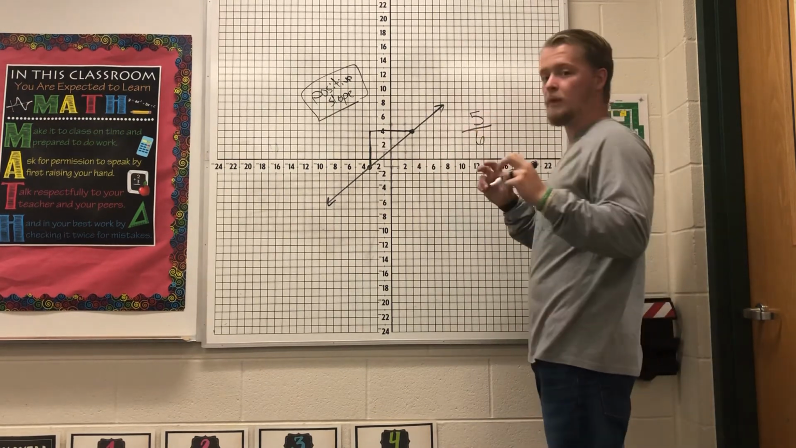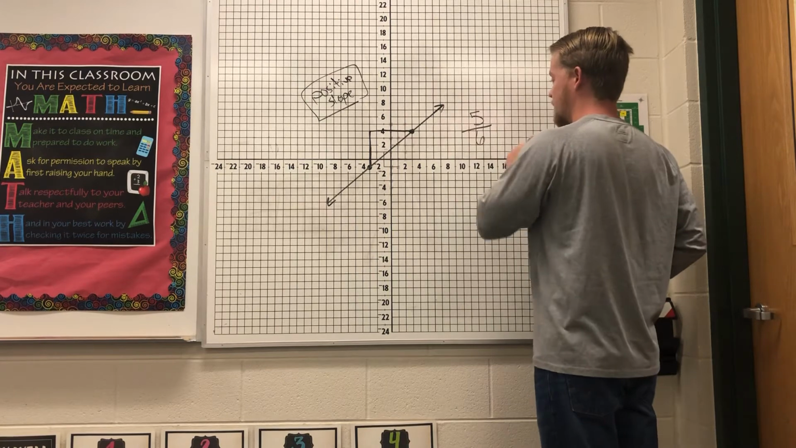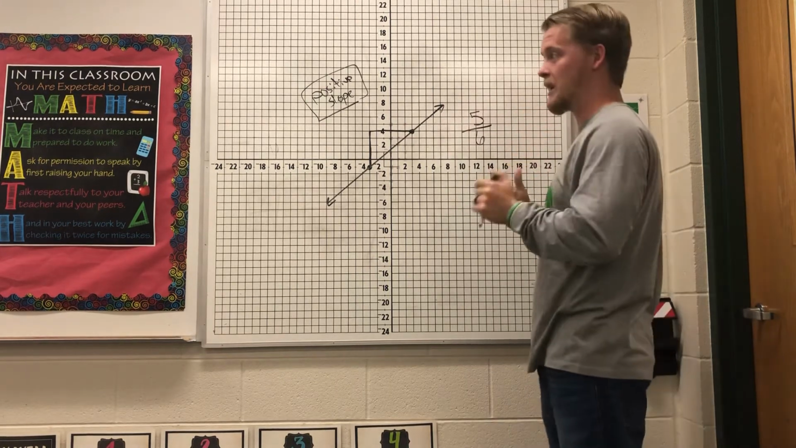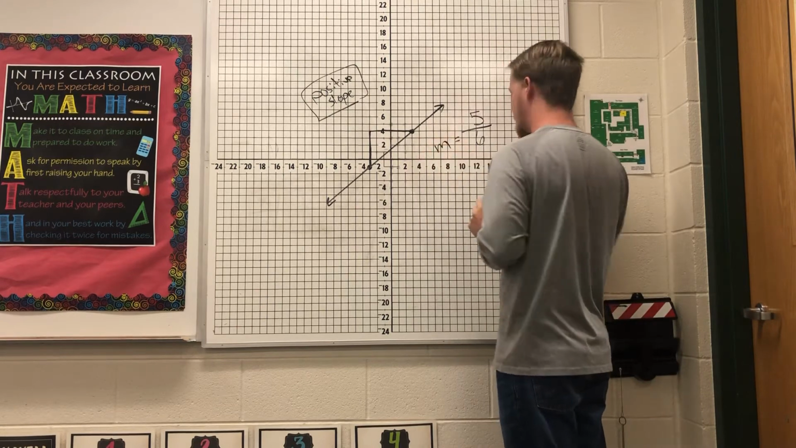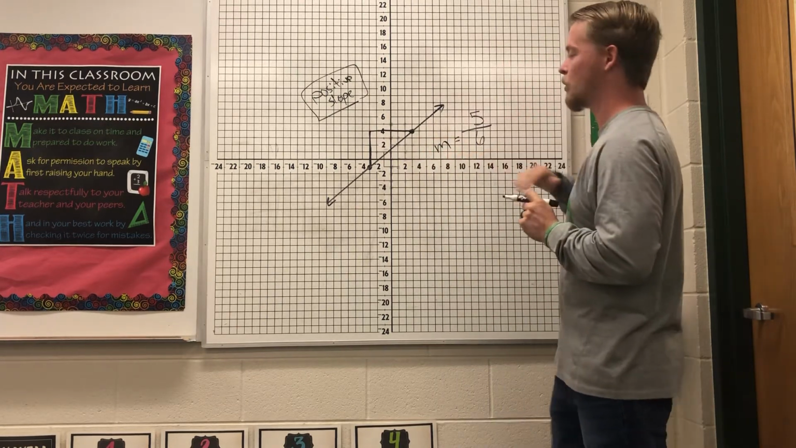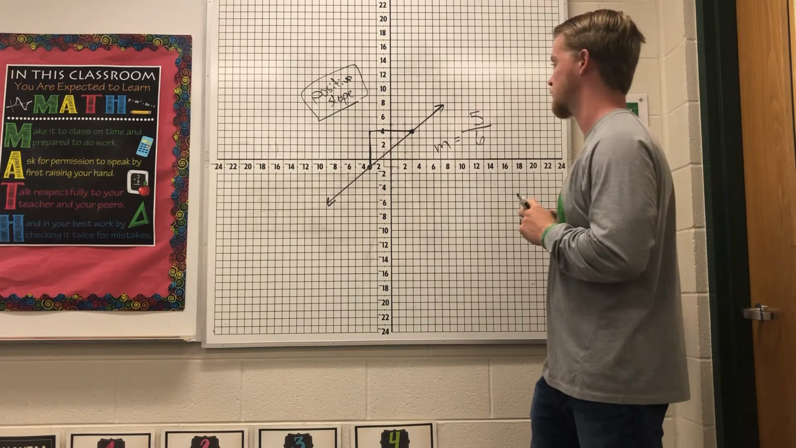So my slope of this line is 5/6. That is what the slope is. So m equals 5/6, because remember, m is your slope variable. So m equals 5/6. Okay?